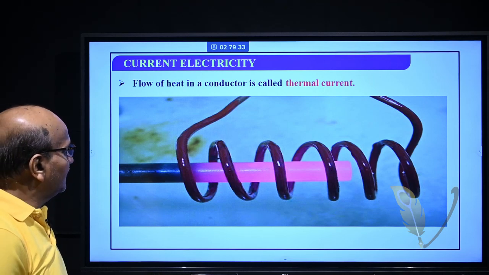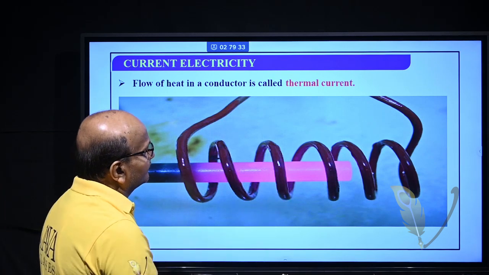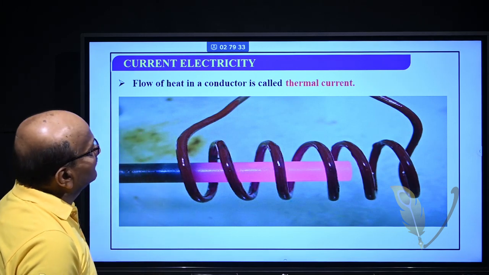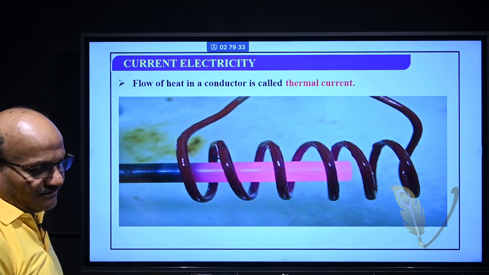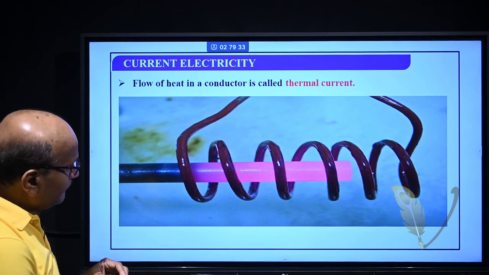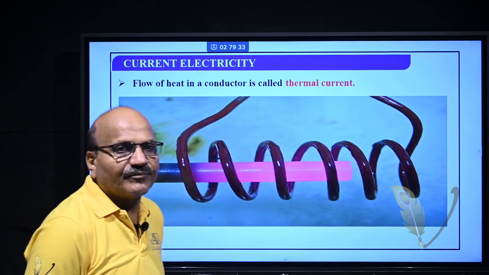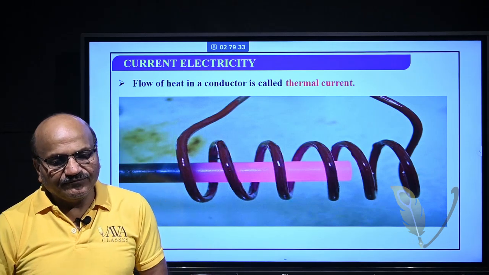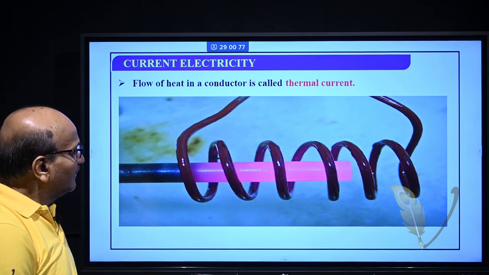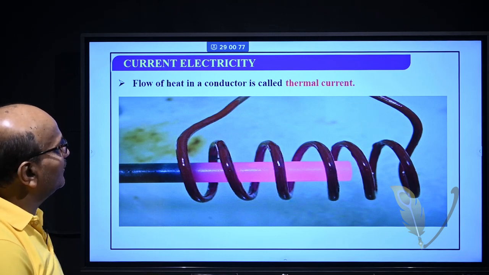Similarly, if we heat a conductor, the heat will flow through the conductor, and this is called thermal current. You know, when a rod is heated at one end, after some time if we touch the other end, then we will feel heat, meaning the other end also heated. So the heat travelling through the conductor is called thermal current.